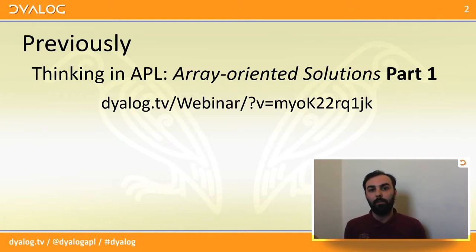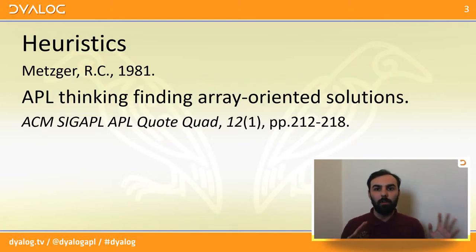In the previous webinar, I gave some fairly broad strokes discussion about what I'd read and what various people's thoughts are on what thinking in terms of problem solving is, what is thinking in APL. And then later on in that webinar, I started to focus in, looking at some problem solving approaches that come from Bob Metzger's 1981 paper, which is the inspiration for these webinars. So it's about techniques you can use, if you're not super familiar, or even if you are, it can be useful to think about these things to get you from a problem towards an array-oriented solution.